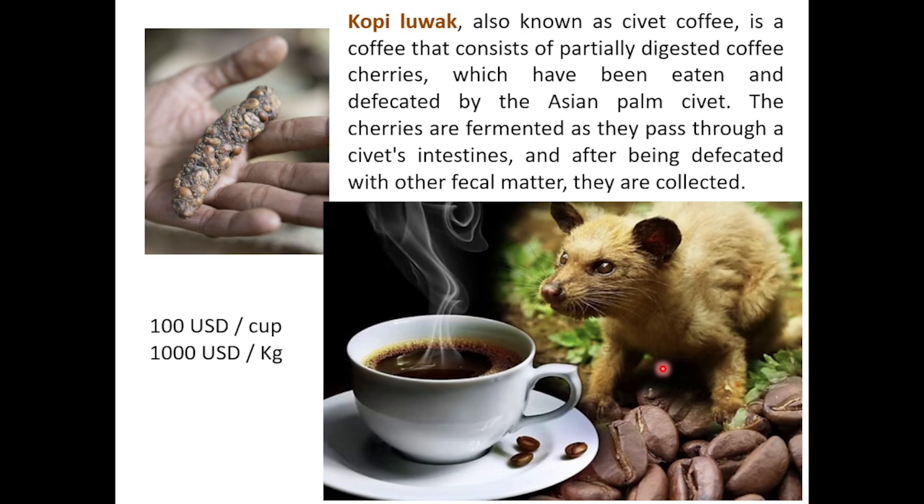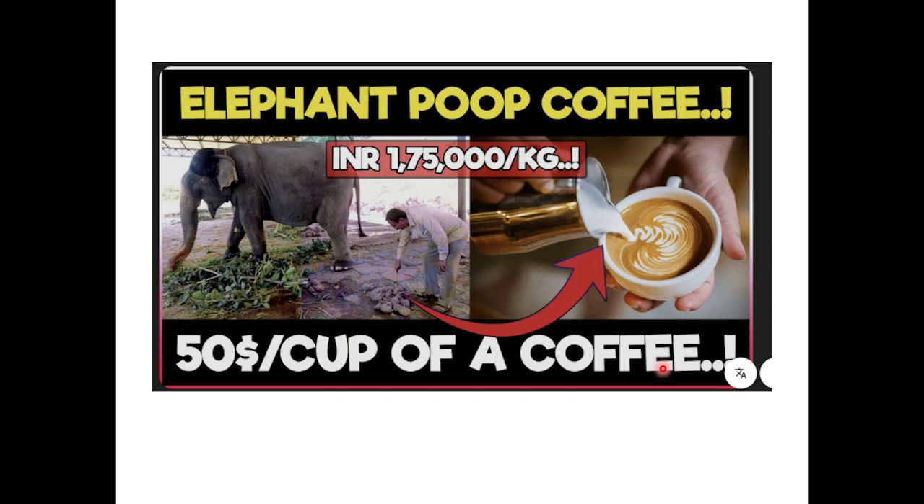This is also a picture of stool. This is the poo of a civet. Kopi luwak is also known as civet coffee. It's a coffee that consists of partially digested coffee cherries which have been eaten and defecated by the Asian palm civet. The cherries are fermented as they pass through a civet's intestine. After being defecated with the fecal matter, they are collected and made into coffee. This is the most expensive coffee in the world. Sometimes a cup may be as expensive as 100 USD and 1 kilo may be as expensive as 1000 USD. The second most expensive coffee in the world is elephant poo coffee. This is about $50 per cup, and so anyway, that's different.